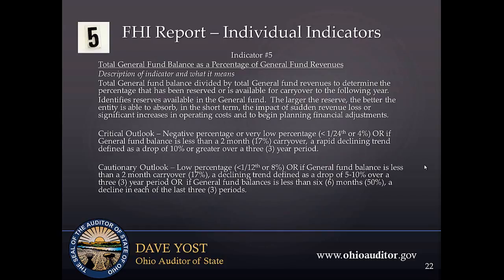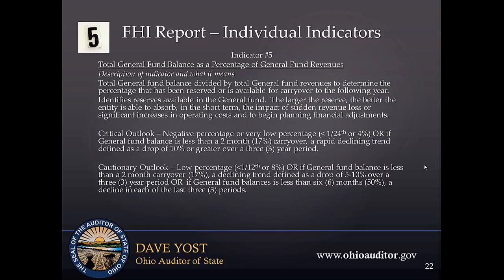This indicator identifies a low reserve of fund balance even if indicators 1 through 4 do not indicate negative unrestricted net assets or position or unassigned fund balance. The critical outlook indicator for indicator 5 is a negative percentage or very low percentage defined as 4%, or if the general fund balance has less than a 2-month carryover, which would be 17%, a rapid declining trend defined as a drop of 10% or greater over a 3-year period.